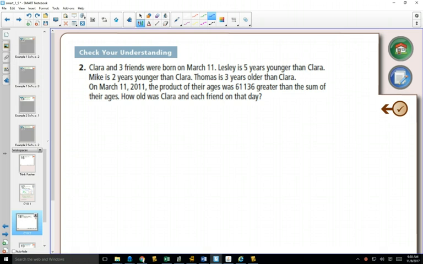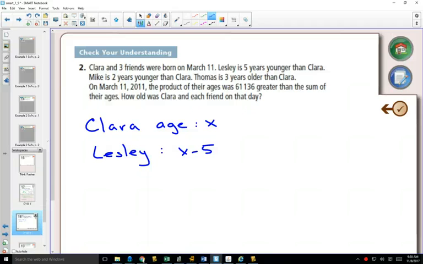In this case, it makes sense to make Clara's age X, because everybody is compared to Clara. How old is Leslie? 5 years younger, so how would I show that with X? X minus 5. And then we've got Mike. Mike's age, he's 2 years younger. That'll be X minus 2. And Thomas is 3 years older, X plus 3.